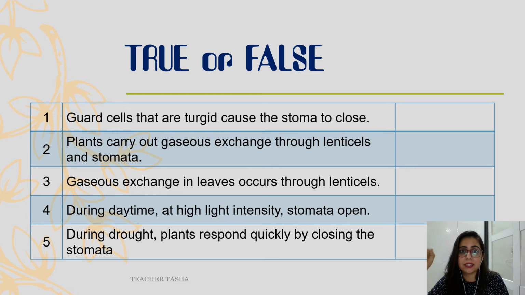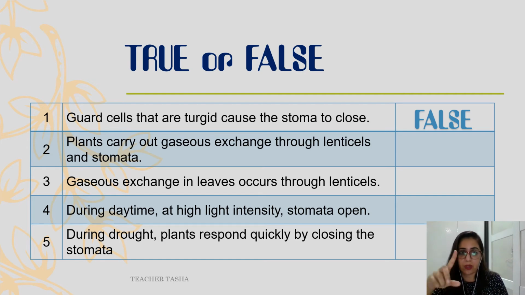Okay, now let's revise a little bit. Let's see if you remember what we have discussed. Now, true or false? Guard cells that are turgid cause the stoma to close. Turgid, open. So false. When the cells are turgid, the stoma opens. When the cells are flaccid, the stoma closes.